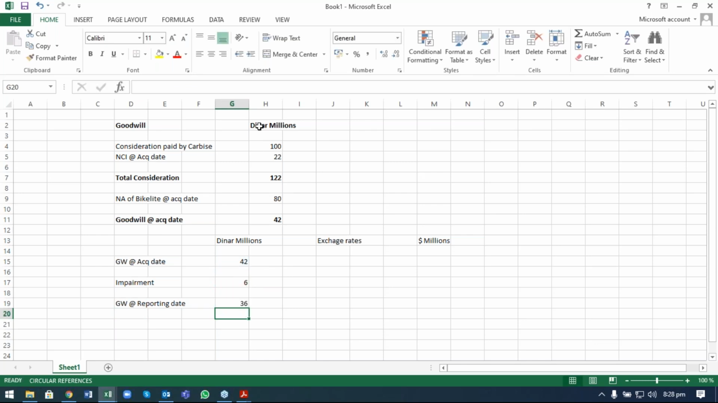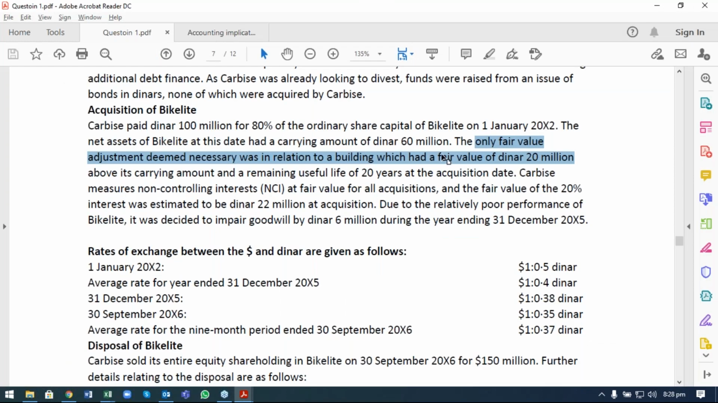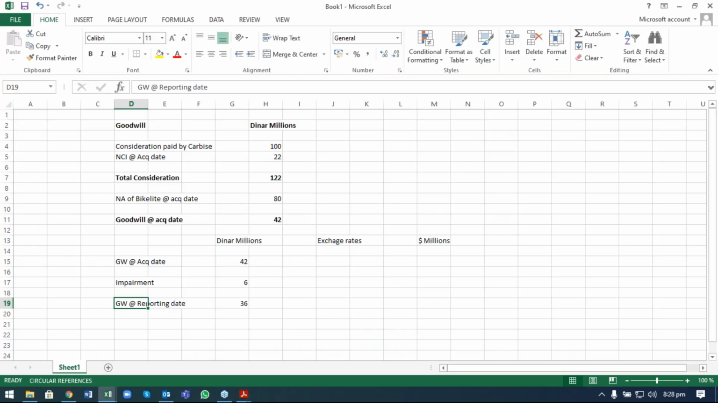Now, just looking into the suggested answer, I'll be mentioning acquisition date was 1st of January 20x1, and goodwill at reporting date I'll be considering first, because the impairment of this goodwill was done due to the relatively poor performance of Bike-Lite. It was decided to impair the goodwill by 6 million dinars during the year ended 31st December. So up to 31st of December 20x5, the goodwill was impaired by 6 million, right? So if we're looking into this reporting date, that was 31st December 20x5.